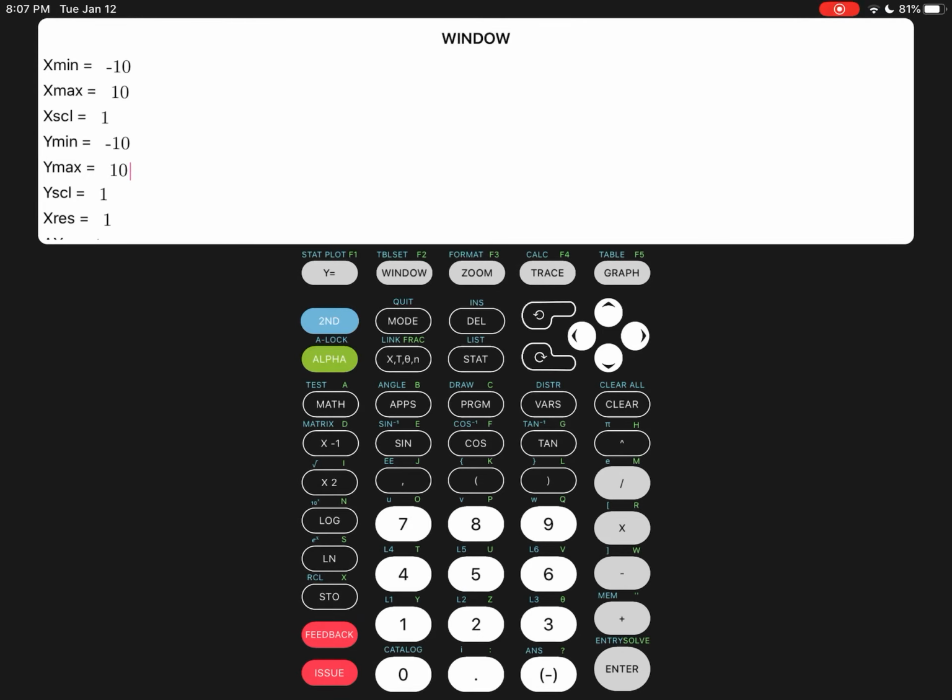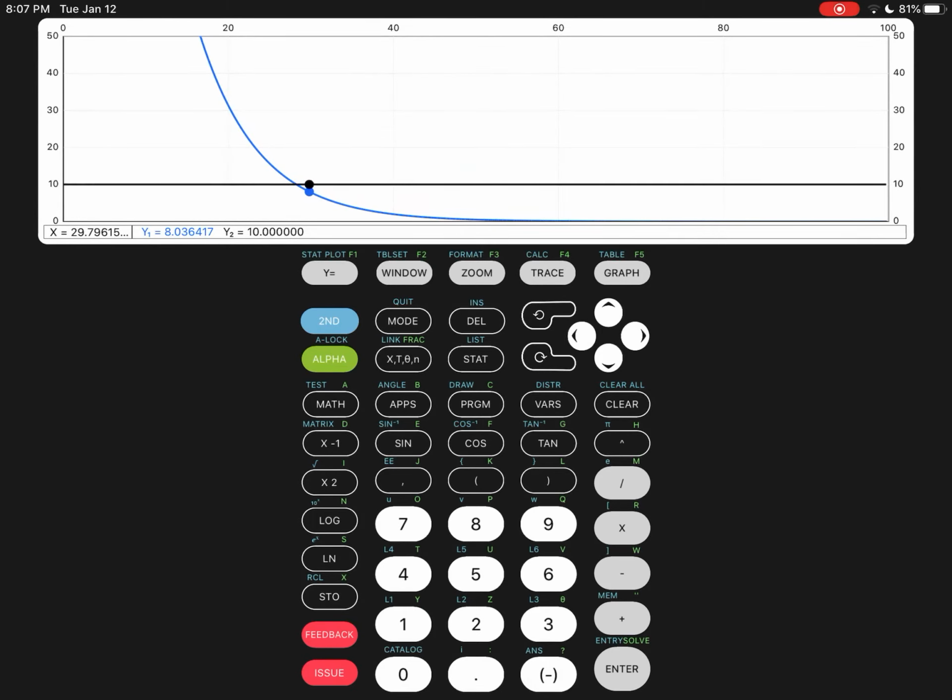Well, we need to change our window. We know that we're looking for some value that's between x equals 0 and x equals 30, right? If you want to be safe, we could just hit like 100. And then for my y scale, well, it should be meeting at around y equals 10. So maybe I want to see just a little bit more than that. I'll set my y max at like 50. All right, so now when I graph it, I should clearly be able to see, well, here's my exponential function, here's my constant y equals 10, and they intersect somewhere there.